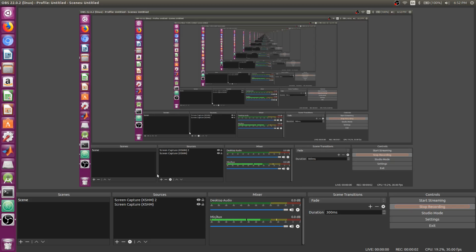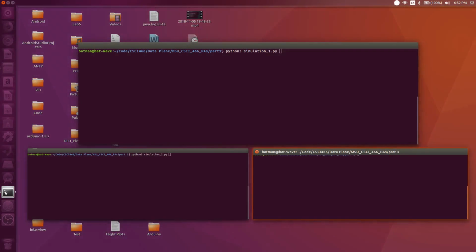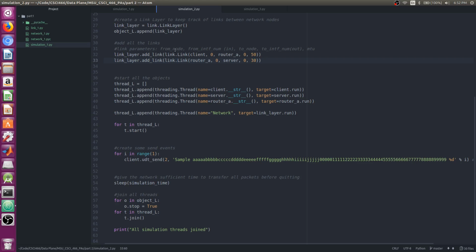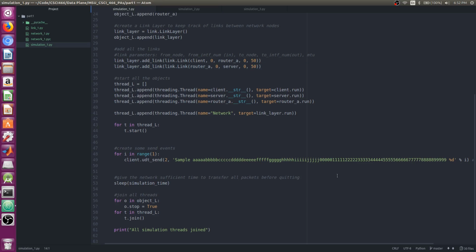Okay, this is the demonstration of the DataPlane assignment for 466. So first I will pull up simulation 1. It's a message with the first 10 letters of the alphabet and first 10 numbers plus samples, so it's over 100 characters long.